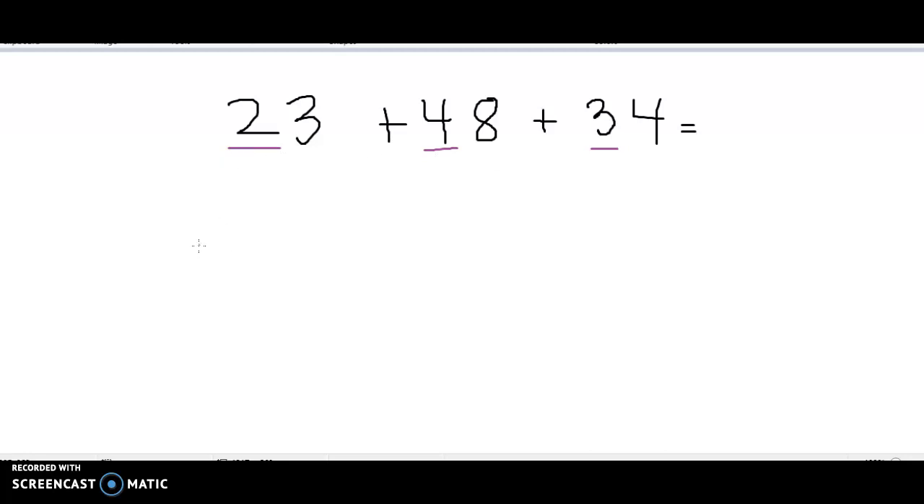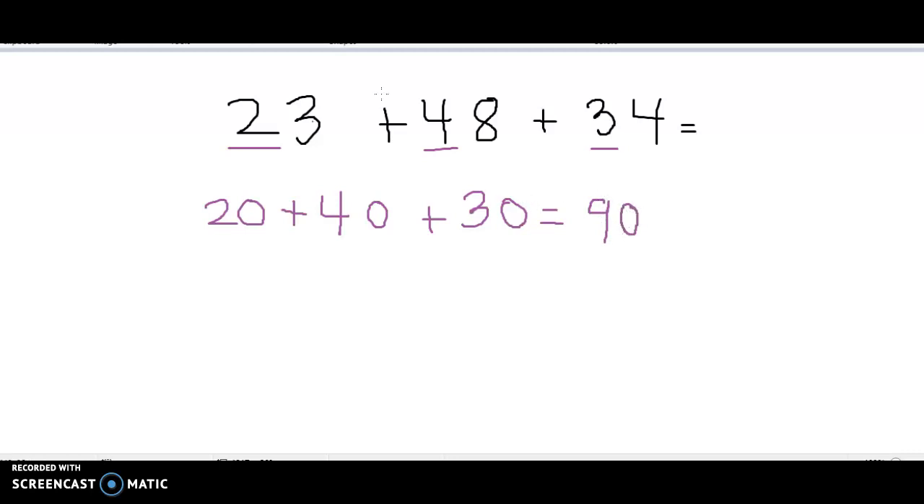But because they're in the tens place, it's going to be 20 plus 40 plus 30. Now, to add all these up, 2 plus 4 is 6, plus 3 more is 9, but it's in the tens place. So it's going to be the answer of 9 with a 0 on the end, 90.